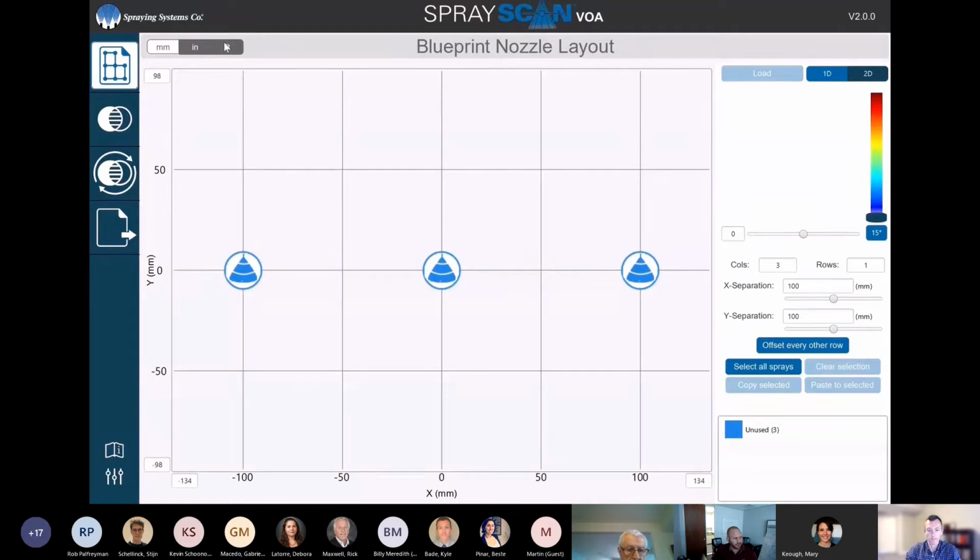Oftentimes, when we're working, we have 40 psi. And this is what the spray looks like. We hand that to the customer. Perhaps they have 40 psi at the gauge, but the actual spray that they might have or the pressure available might only be 20 psi. So we're making baseline assumptions, whereas here we can really see what's happening at the source.